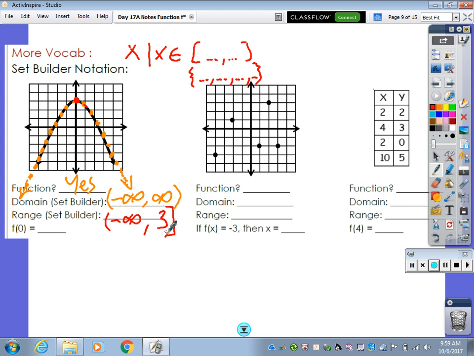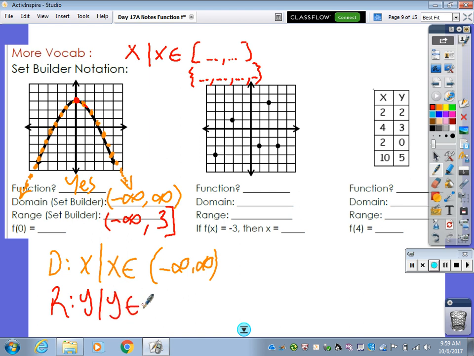Now let's write these with set builder notation as well. For domain, I will do x such that x belongs to this group, negative infinity till positive infinity. We are done writing the domain in set builder notation. We can do the same thing for range. Range would be y values such that y belongs to, this time I will do negative infinity till positive 3. Whenever we are writing our intervals, we try to write them in a least to greatest order.